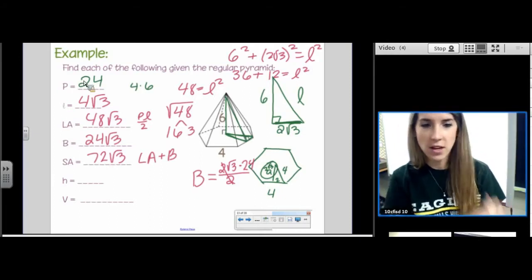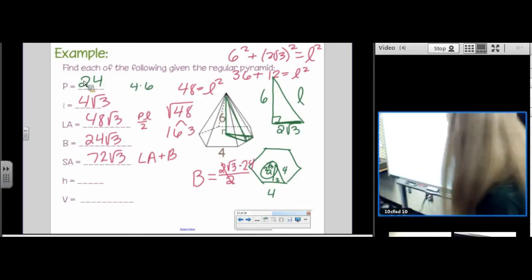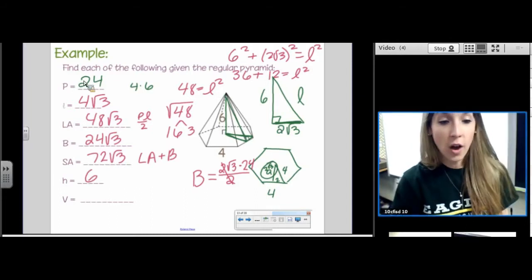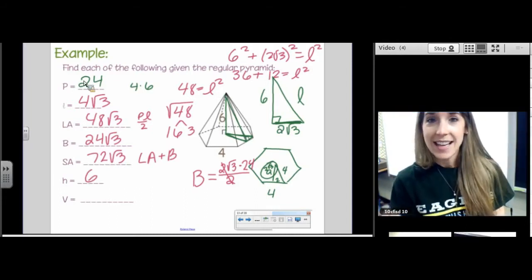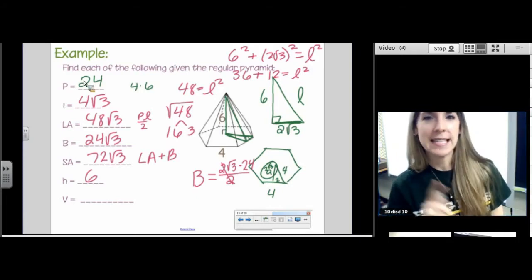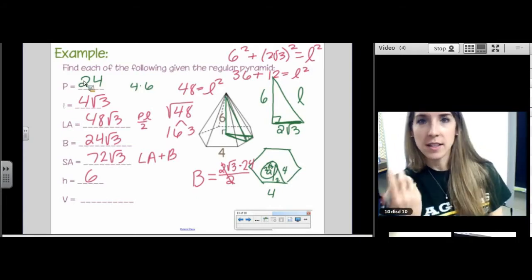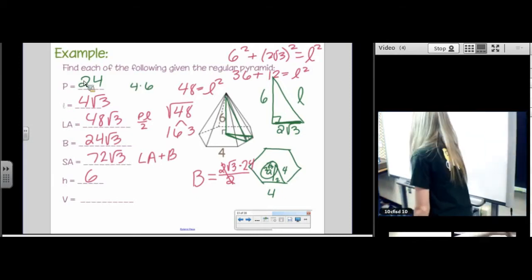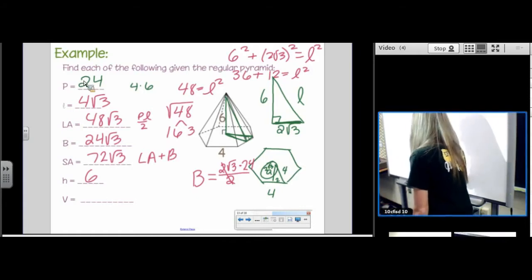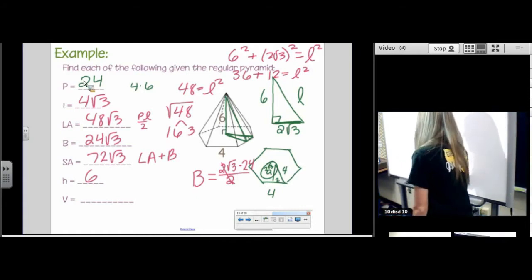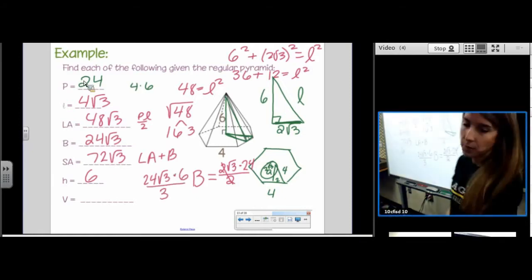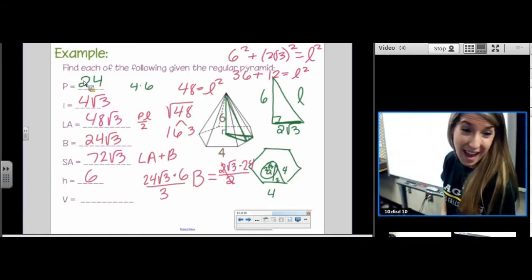What's the height? Oh my goodness, that was handed to us on a silver platter. The height is 6. What's the volume? It's not base times height because I did the whole water example and spent time doing that. It's base times height divided by 3 because 3 pyramids fit into a prism. So it is base times height divided by 3. So are y'all getting 48 root 3? It's the same as the LA.